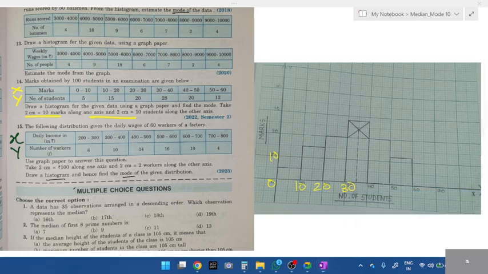10. Naomi, concentrate here. Naomi, you could have done it later. 30, 40.